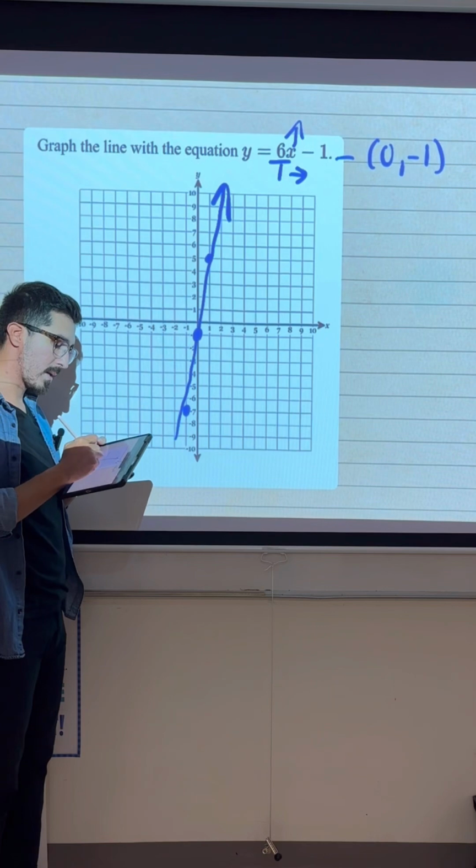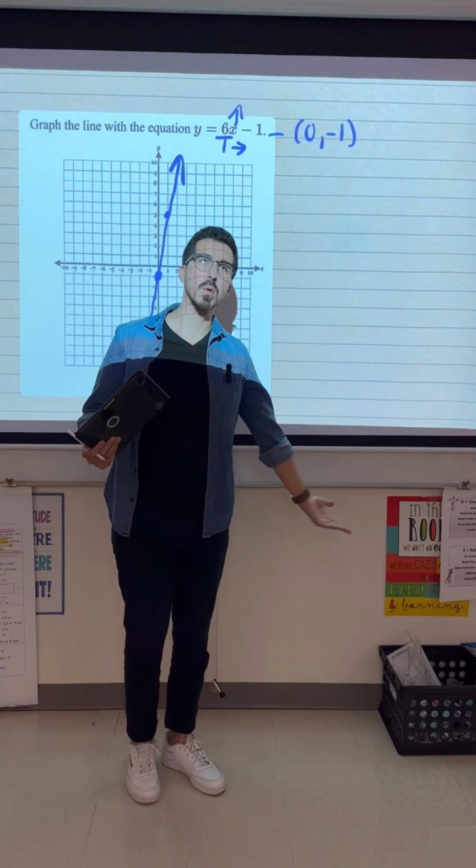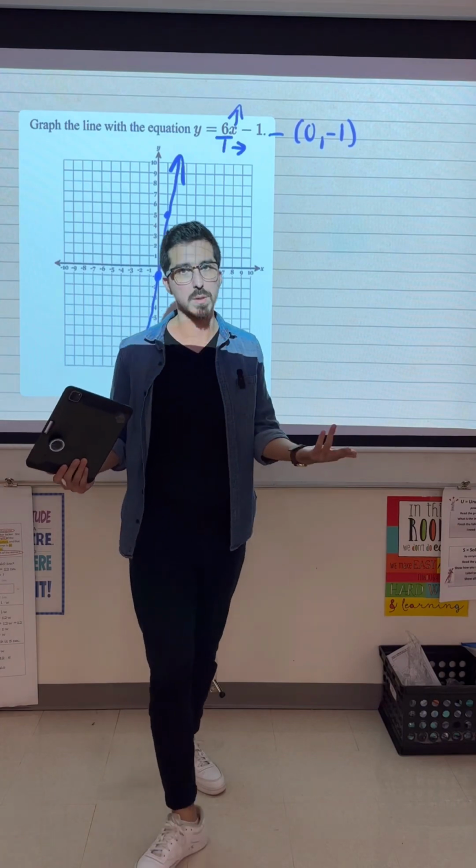So that is how you graph equations in slope-intercept form, also known as y equals mx plus b.